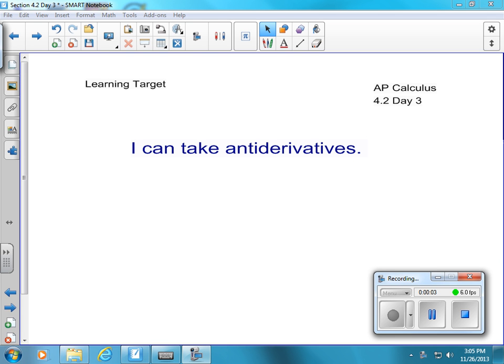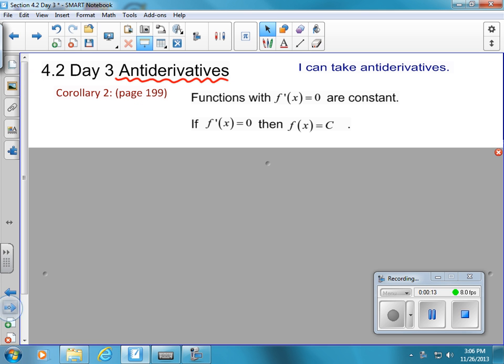Okay, welcome to section 4.2, day 3, the longest section in the world. But actually, it does cover a lot of stuff. Now we're going to talk today about what are called antiderivatives. You're also going to hear me call antiderivatives integrals.